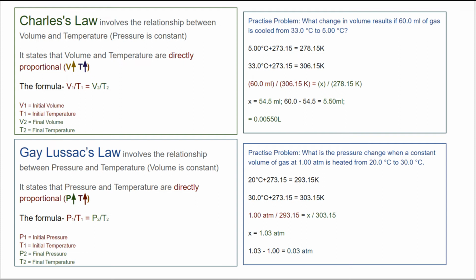And then we have Gay-Lussac's law, which involves the relationship between pressure and temperature. Just like Charles's law, they're directly proportional. So P1 over T1 equals P2 over T2. And we have a similar practice problem, and we can convert the temperature from Celsius to Kelvin, and then we can plug in the values.